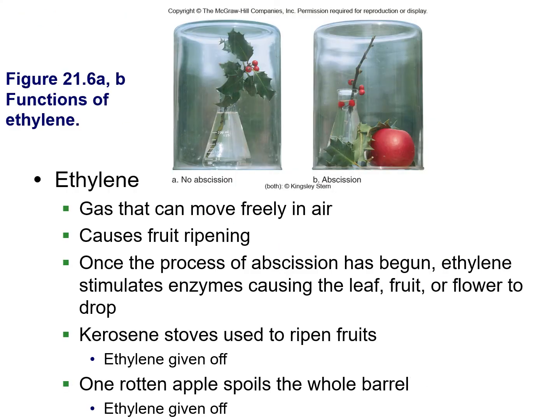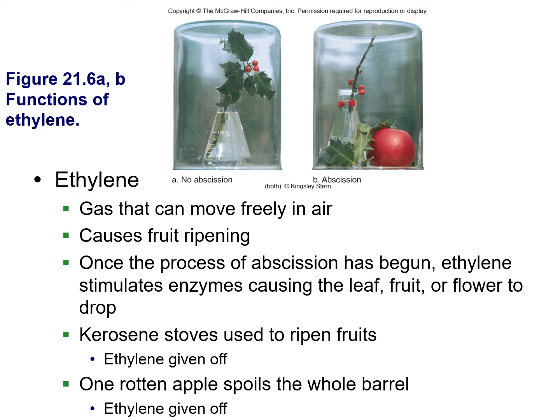Finally, we have ethylene. Okay, the idea here is you have one plant in this one where there's no abscission, right? All the plant's leaves and berries are attached. Excuse me. And then over here, you've got your leaves having fallen and your berries drooping or fallen completely. The only addition was they put in another fruit. Okay, so this is a gas that moves through the air and causes the fruit to ripen, and it ends up causing the leaf, the fruit, and the flower to drop.